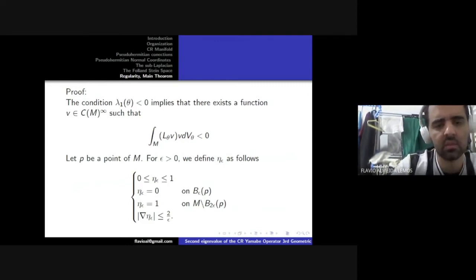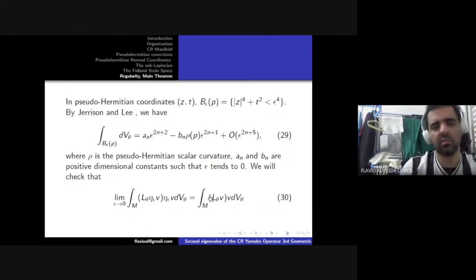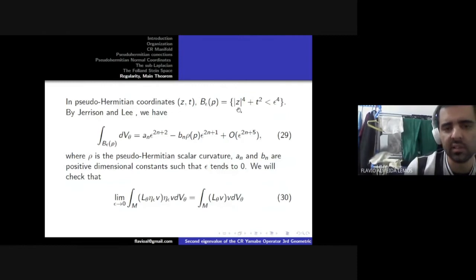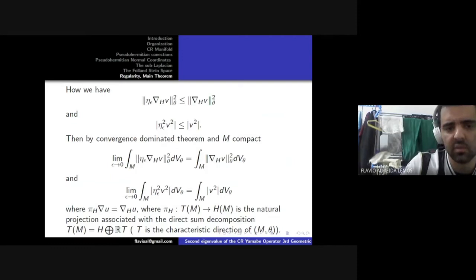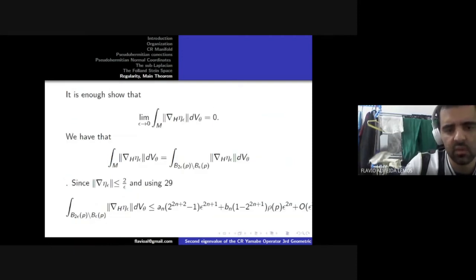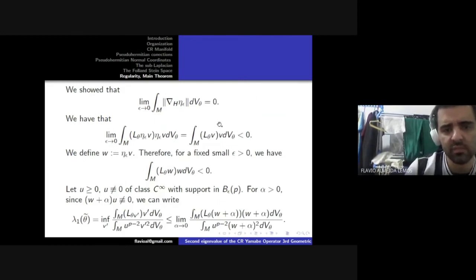The proof uses a few techniques. We define the cutoff function in this ball and use pseudo-Hermitian coordinates to prove this equality. We use this equality to prove that result. We use the cutoff function, use this equality with the cutoff function, and with an estimate, we prove this is zero.